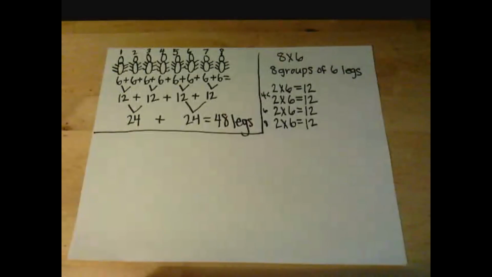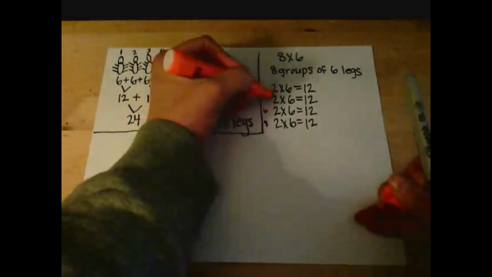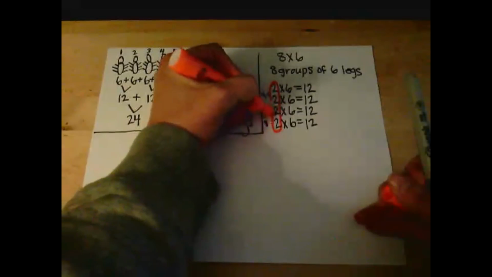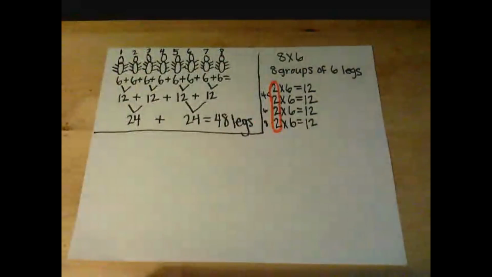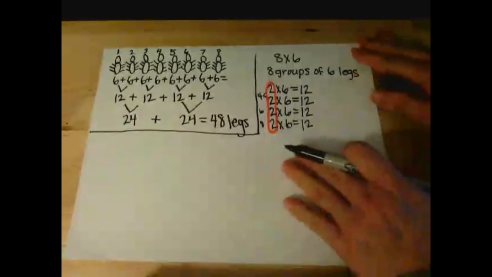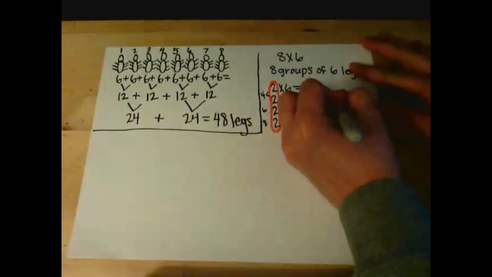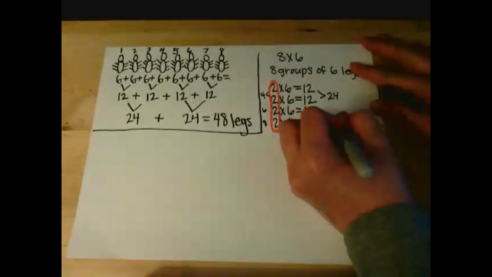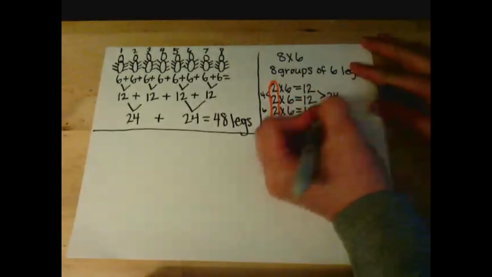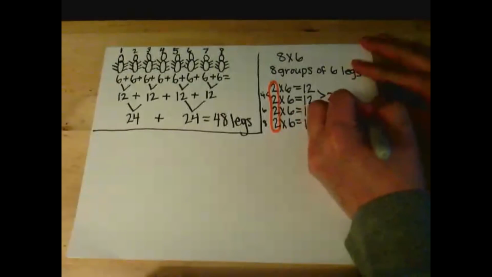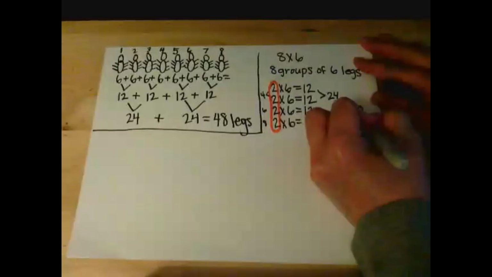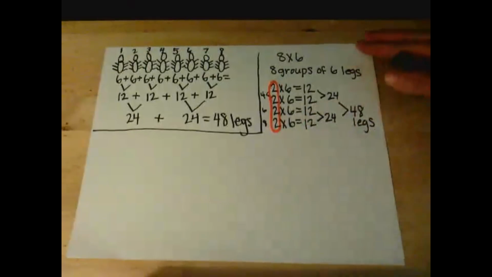So let's look at where we see our 8 groups of 6. Here's 2 groups, another 2 groups, so here we have 8 groups of 6. And now I just need to combine my 12s to figure out that total. So if I know 12 and 12, we already solved this, is 24. And another 12 plus 12 is 24. And then 24 and 24 gets me to 48. Again, 48 legs.